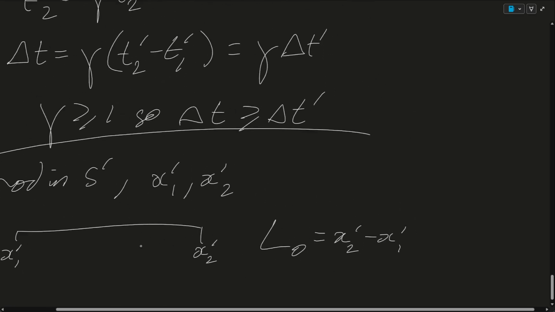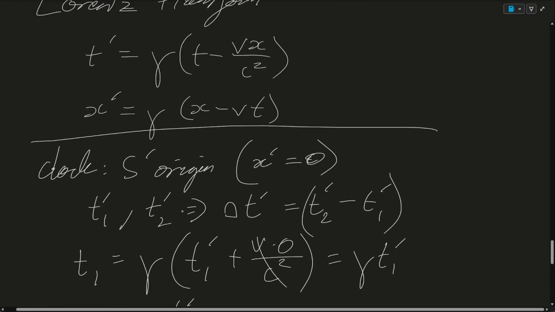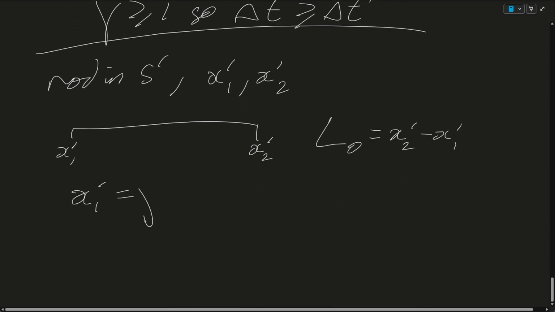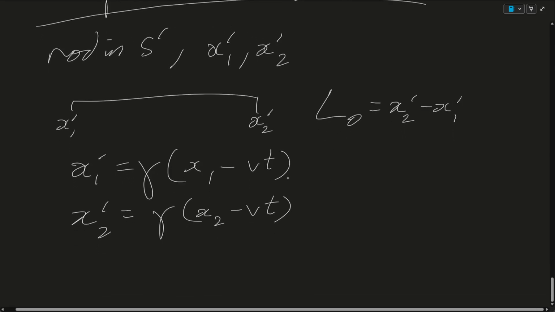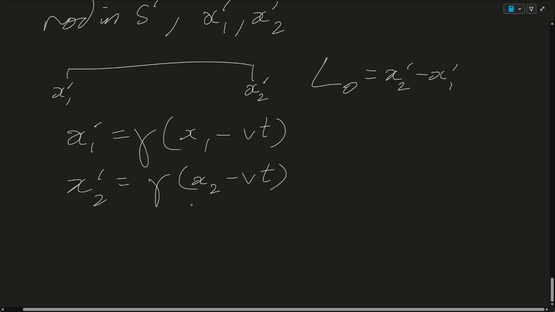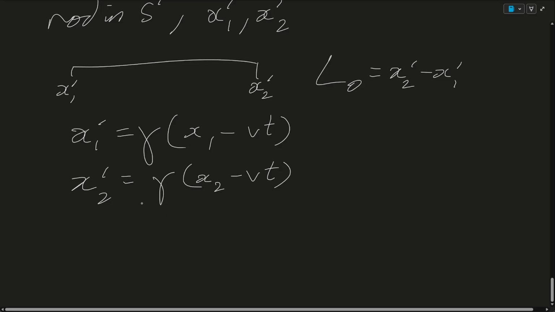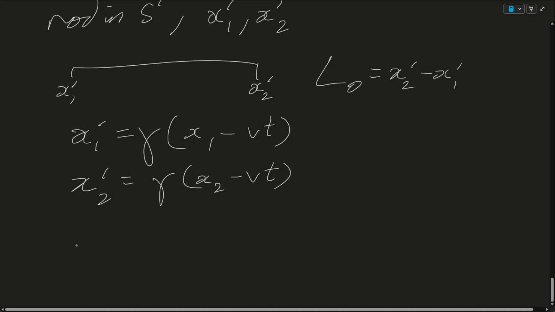So again, we can plug things into the Lorentz transformation using our x formula respectively. So x1 dash is gamma (x1 minus vt), and x2 dash is gamma (x2 minus vt). That's literally just from plugging it in. So we can then establish a difference between these. Our new L, in fact this will be L naught, the difference between these two, is that minus that.